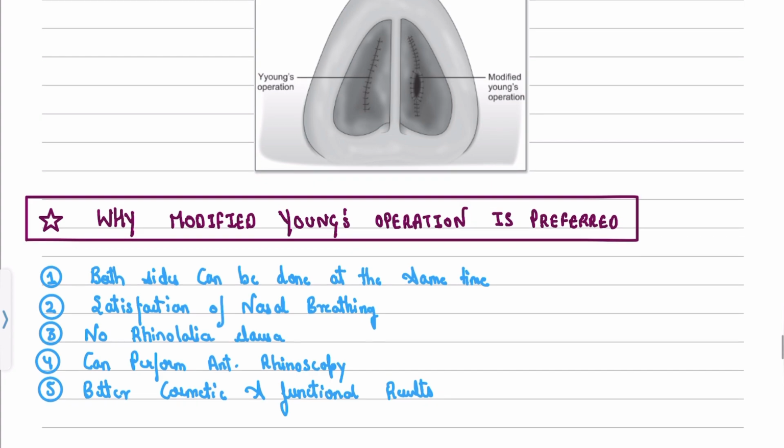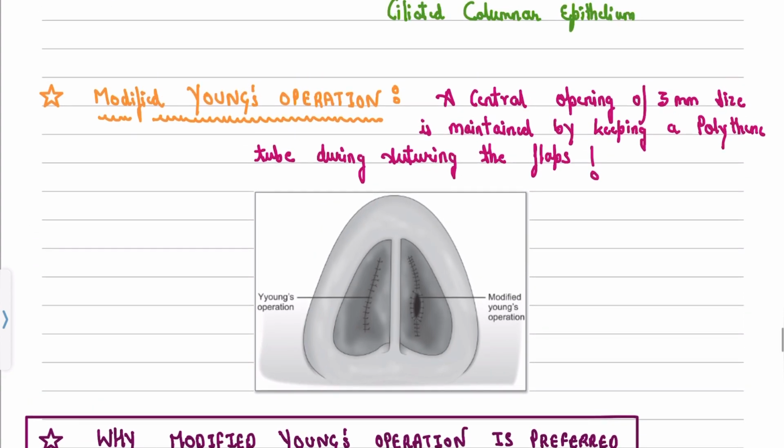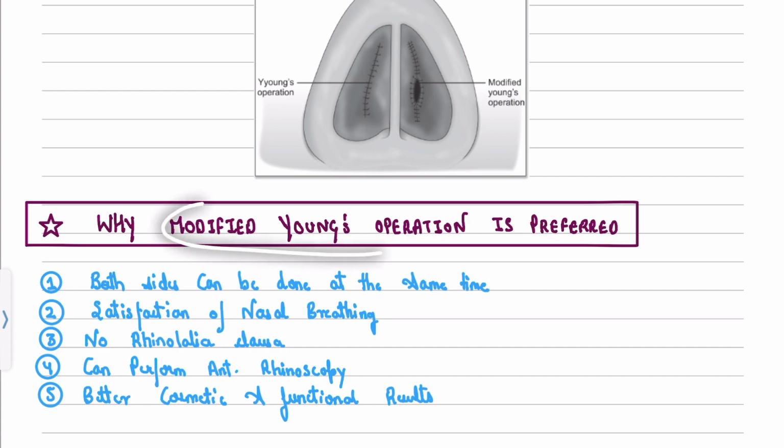So these are the points which prove why modified Young operation is preferred over normal Young's operation. First, both sides can be done at the same time in modified Young operation, whereas in Young's operation, initially we close the right side or the left side, and finally after 6 months to 1 year we close the other one. So the timing to treat the disease is very long. Whereas in modified Young operation, we simply close both the nasal cavities for 6 months to 1 year.